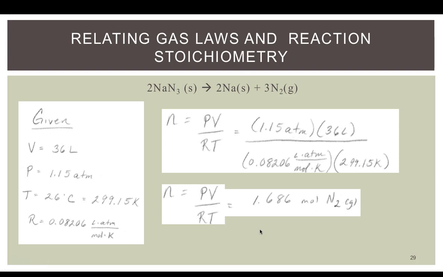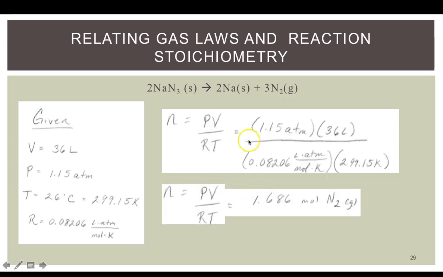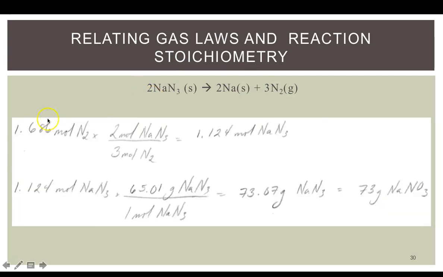And we're still not done because that does not answer what it was asking us to find, which is the mass of sodium azide. But we do have this part of our chemical reaction, which means we can use the molar ratio between nitrogen and sodium azide. If I had 1.686 moles of nitrogen at the very end of the reaction, I use the ratio of 3 to 2: every 3 moles of N2 produced, 2 moles of sodium azide are consumed. So at minimum, to produce that 1.686 moles of N2, I had to start with 1.124 moles of sodium azide.